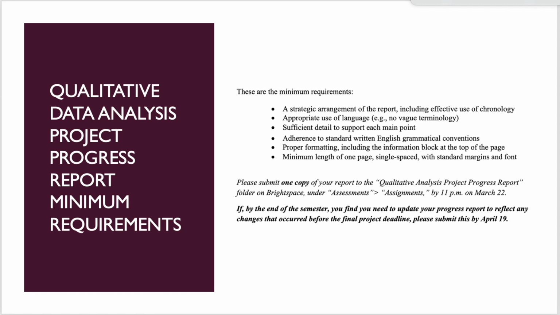which you can locate by clicking on Assignments underneath the drop-down menu labeled as Assessments by 11 p.m. on March 22nd. Where applicable, you can also submit an updated team contract to reflect any changes that occurred between the team contract you submitted for the proposal and when you submit the progress report. If, by the end of the semester, you find you need to update your progress report to reflect any changes that occurred before the final project deadline, please submit the updated progress report by April 19th.